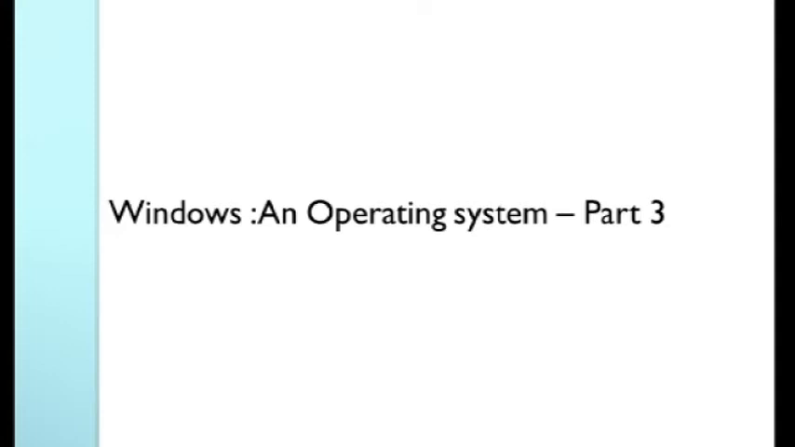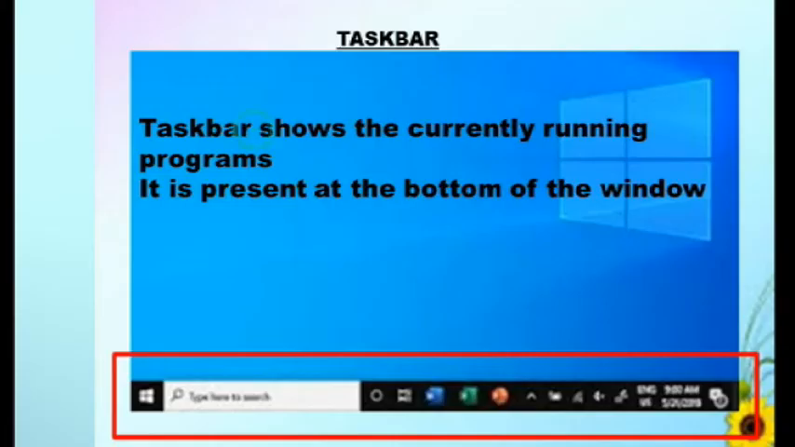In the last class, we studied different features of the Windows operating system. We studied desktop icons, then specialities of different icons like My Computer, Internet Explorer, My Documents, etc. Today also we are studying another important part of the desktop, that is the taskbar.